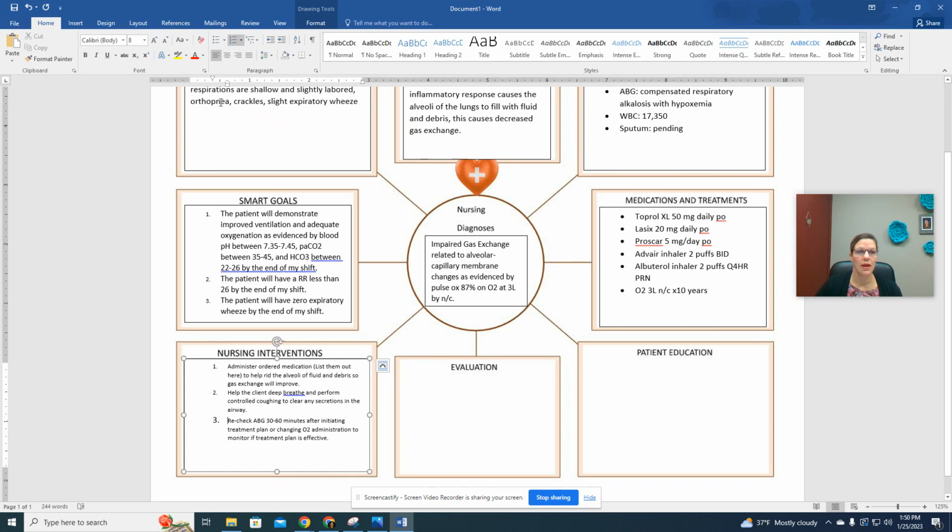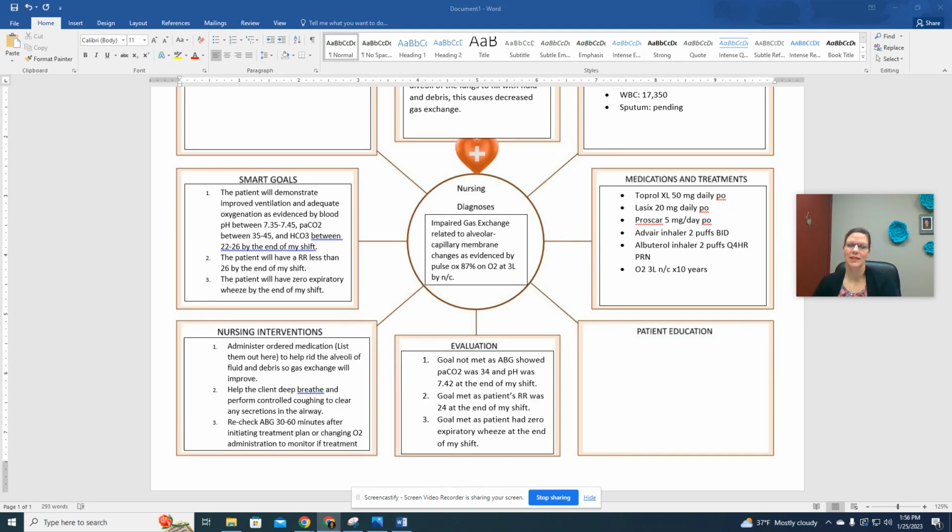And that should help improve the oxygenation. And then the third thing I chose was to recheck the ABG 30 to 60 minutes after initiating treatment plan or changing O2 administration to see if the treatment plan is effective. So you'll notice I chose interventions from the Ackley book and I included a rationale. So that's important to do.